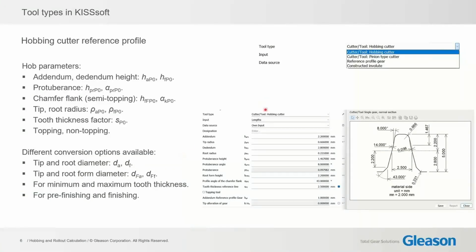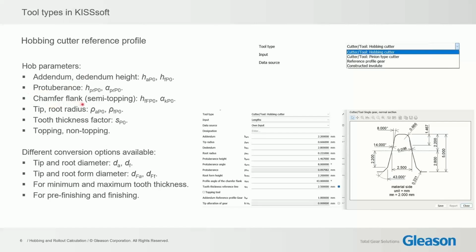What parameters do we have for the hobbing cutter and what inputs are available? So we have addendum and dedendum height, HAP0 and HFP0. So we have here 2.2 and 2.8. Those would be the values from the reference line, 2.2 and 2.8. We have the protuberance inputs, which would be the protuberance height and also the protuberance angle. That's something we see here, so 14 degrees. And the height is coming from the top, 1.467 in this case.